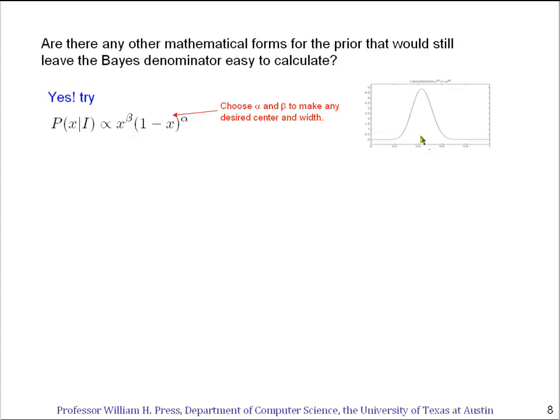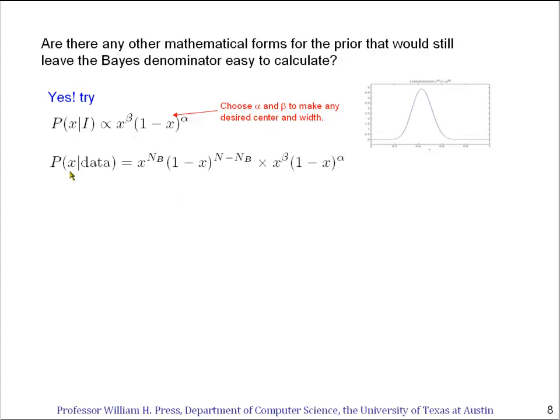And in between, the location of the peak and also the width of the peak can be set to be whatever we think they ought to be as a prior by appropriately choosing values for alpha and beta. I'll leave it for you as a little exercise to figure out how to translate a location and a width into alpha and beta.